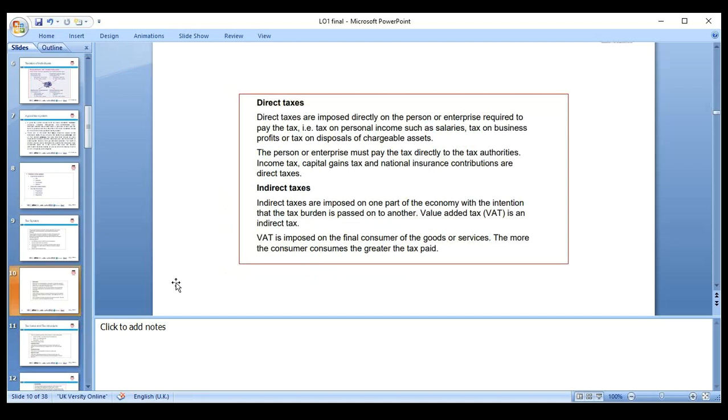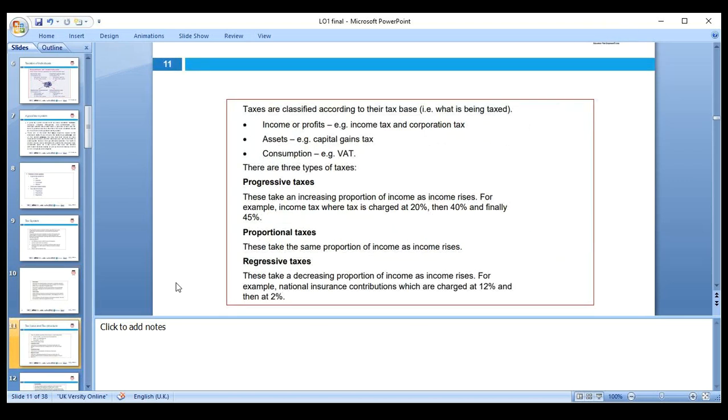Direct taxes are imposed directly on the person or the enterprise required to pay tax, on personal income such as salary, or the tax on profit. Indirectly, the VAT. Yes, I think so. Maybe, but that's the key difference. Any questions? Okay. So these terms you need to be really well aware of.